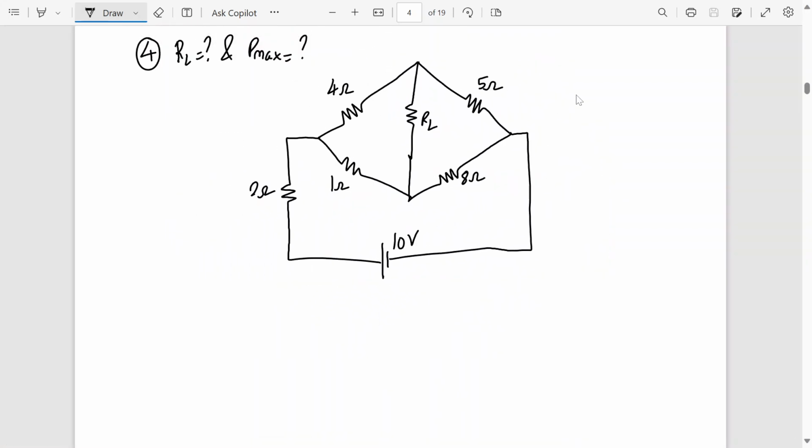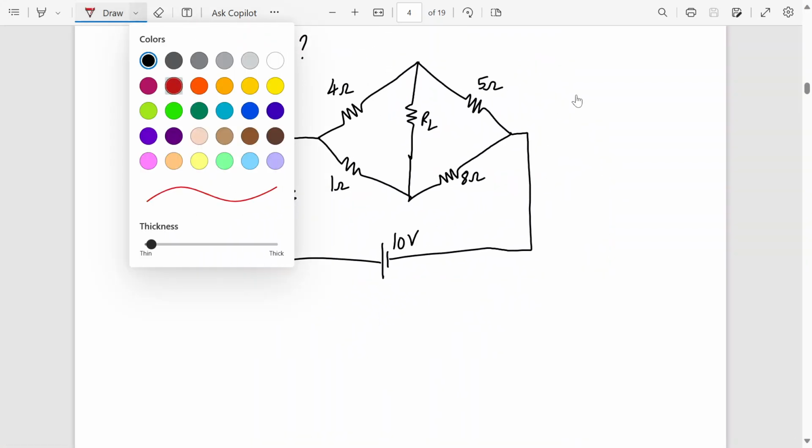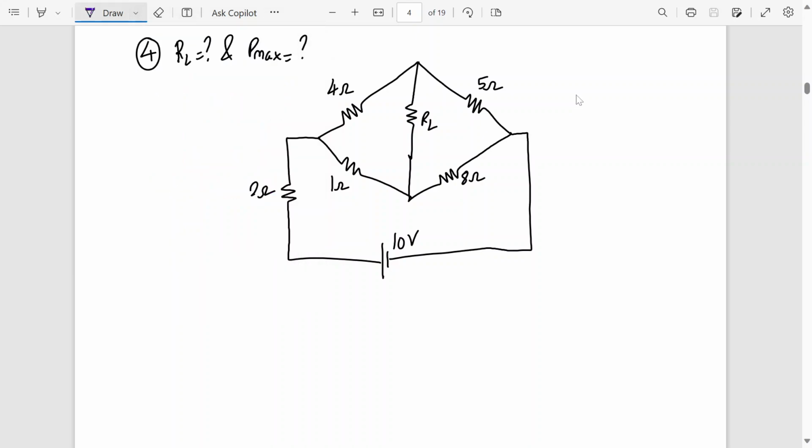Yeah. So here what is the procedure to find out? It's a very recent topic. First we'll find RTH, then we'll say RL is equal to RTH as per the maximum power transfer theorem, then we'll find VTH, and then we'll find Pmax, which is VTH square upon 4 RTH. Alright, so these are the 4 steps. So let's start with RTH.